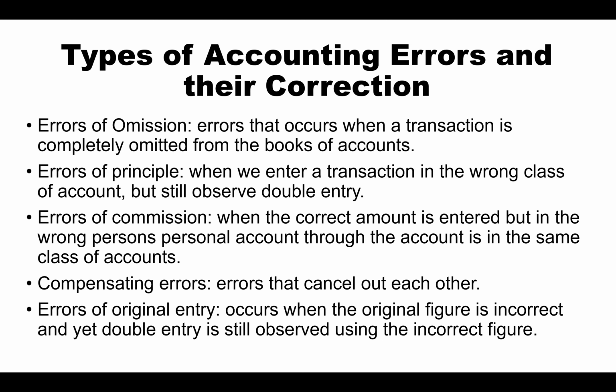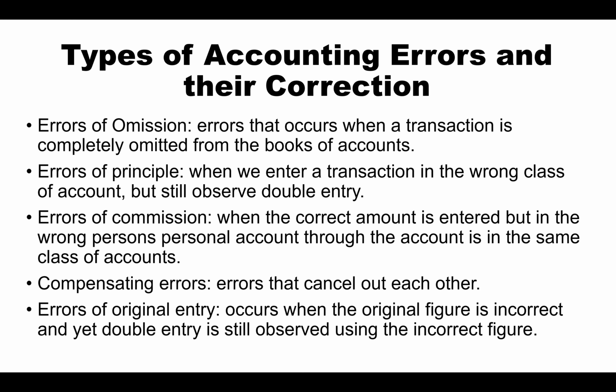Welcome back. Today I want to look at the types of accounting errors and their correction. So without wasting time, let's indulge. So we have errors of omission. Errors of omission are errors that occur when a transaction is completely omitted from the books of accounts.